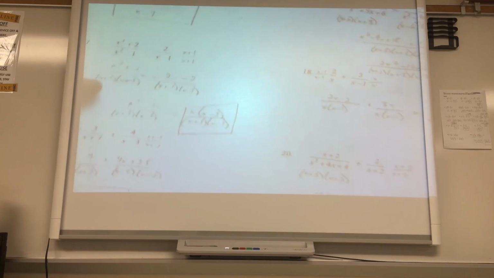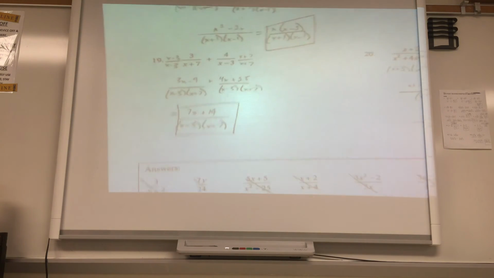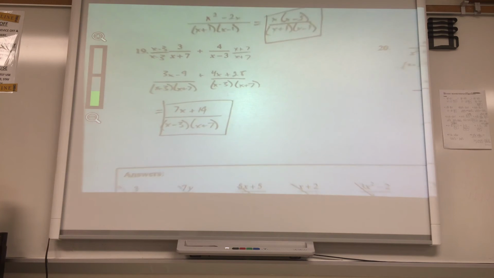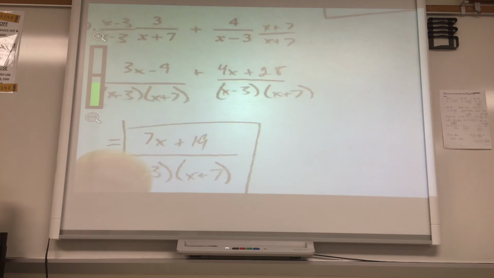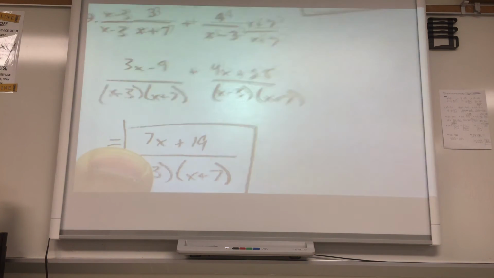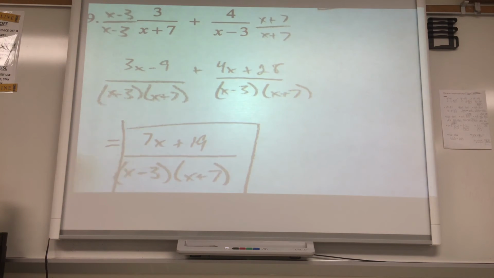On your worksheet, you don't have to turn your worksheet over. I've got it right here. So you just look up here. If you look at number 19. All right. Now this will be beneficial for you guys because you can actually see the whole thing worked out. Number 19, it starts off with this.